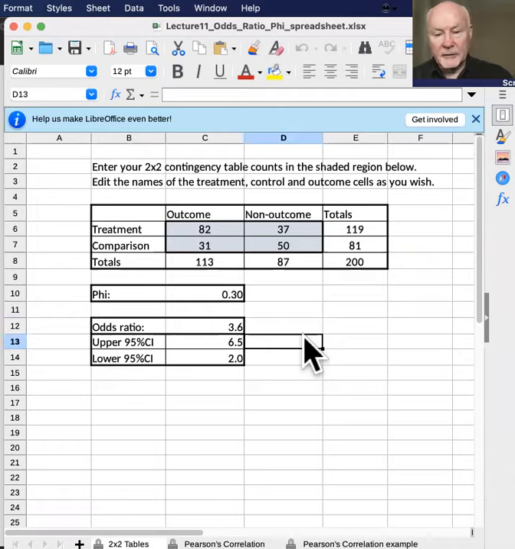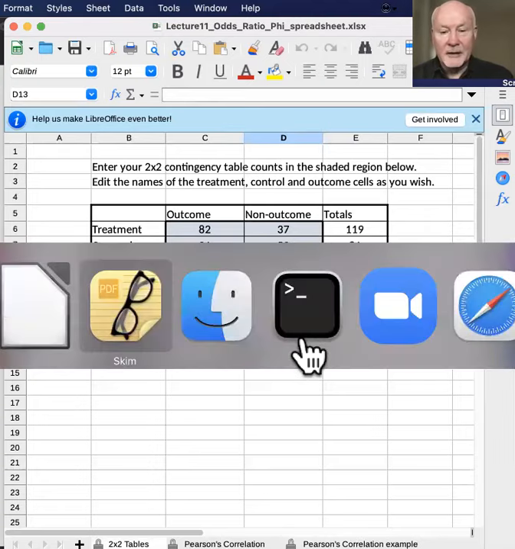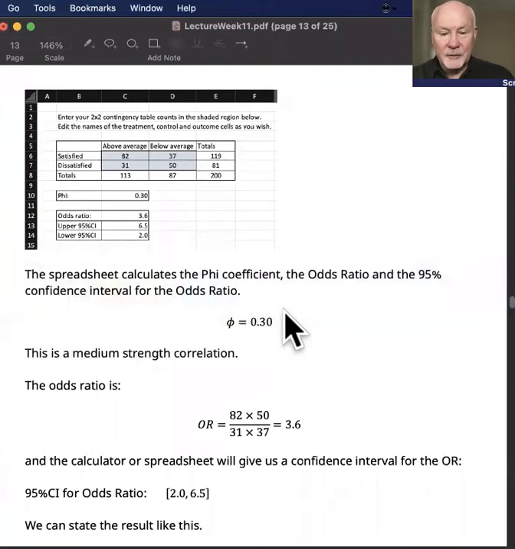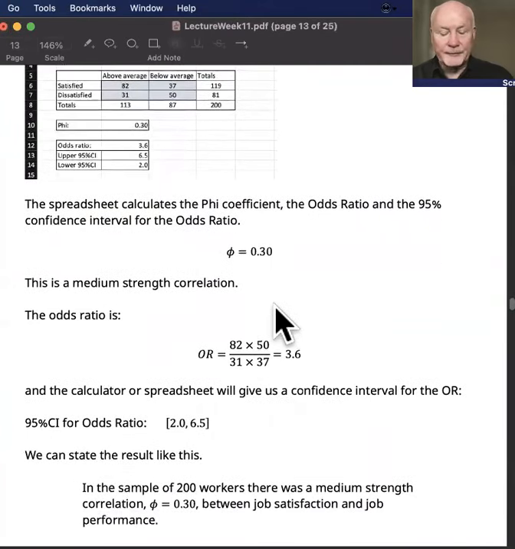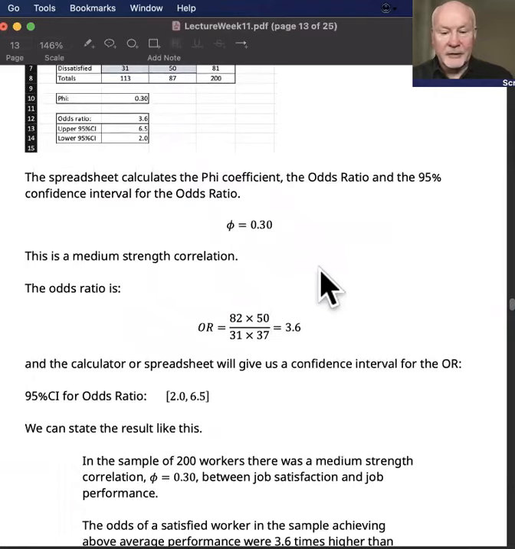And what you're looking for there is whether or not that 95% confidence interval contains 1.0. If it contains 1.0, then you can't make a claim about a significant difference between, in this case, satisfied and dissatisfied workers and their job performance. So some reminders here of how you do the calculation manually for the odds ratio.